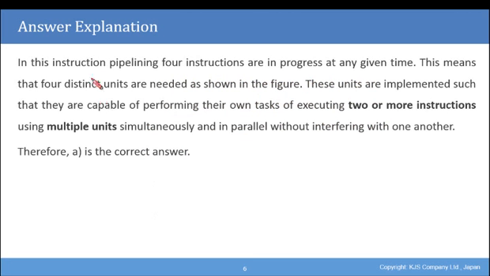So in this instruction pipelining, 4 instructions are in progress at any given time. This means that 4 distinct units are needed, as shown in the figure. These units are implemented such that they are capable of performing their own task of executing two or more instructions using multiple units simultaneously and in parallel without interfering with one another. Therefore, A is the correct answer to the question that we had been posed.